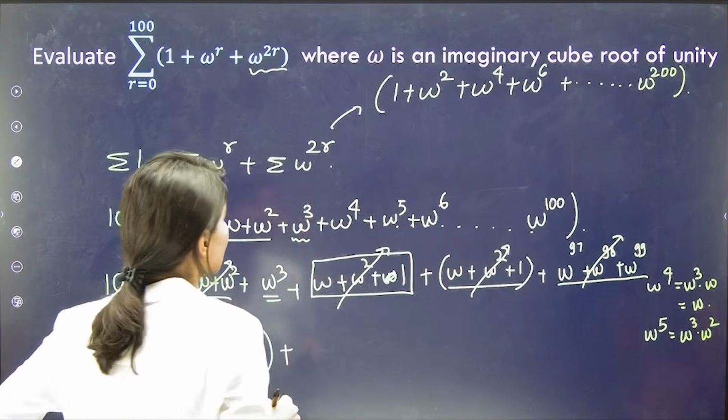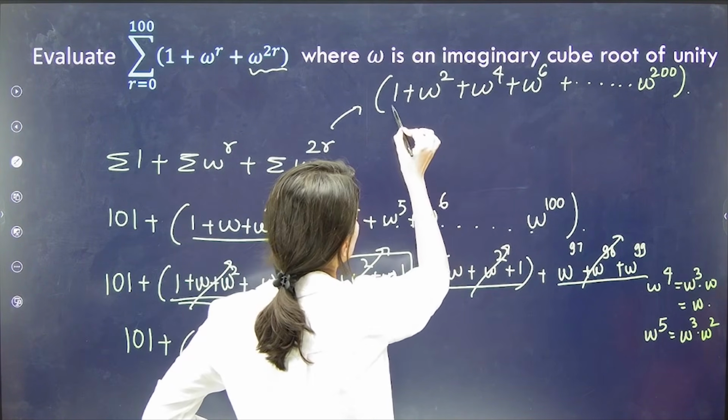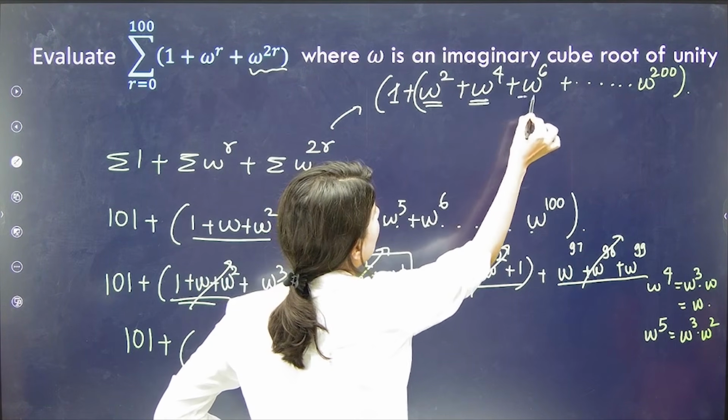Okay, again the same thing is getting formed. Omega power 4 is omega, so 1 is left out. This is omega square, omega, and 1 gone.